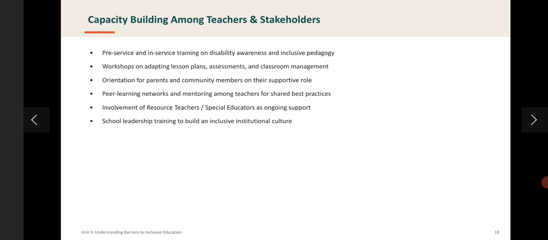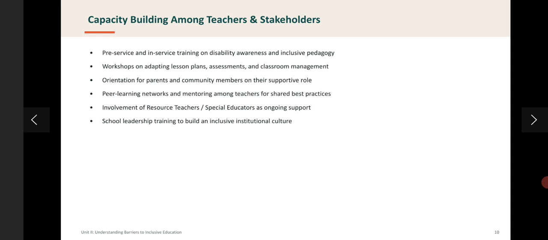So, orientation for parents and community. Of course, first the teacher should learn. First the management should learn. Then the teacher should learn how to approach it. Then the parents should know and parents should give their opinion also, right? So that interaction should keep happening.